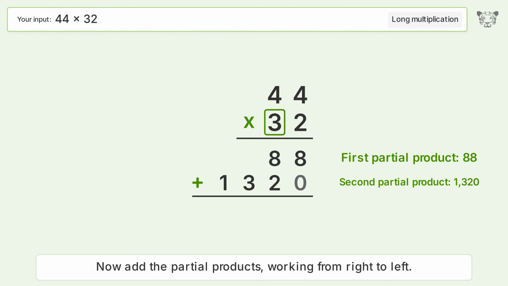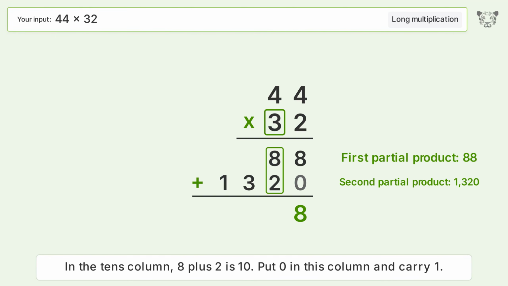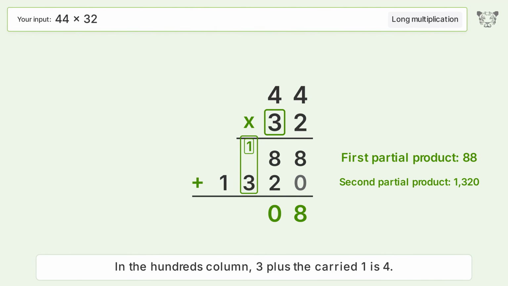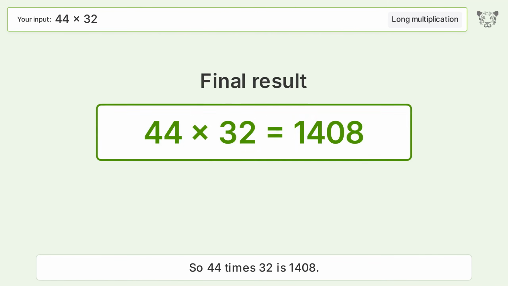Now add the partial products, working from right to left. In the ones column, 8 plus 0 is 8. In the tens column, 8 plus 2 is 10. Put 0 in this column and carry 1. In the hundreds column, 3 plus the carried 1 is 4. In the thousands column, bring down 1. The whole product is 1,408. So 44 times 32 is 1,408.